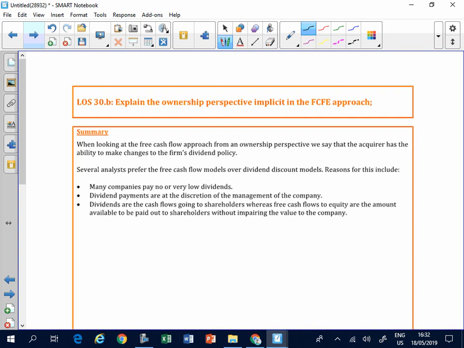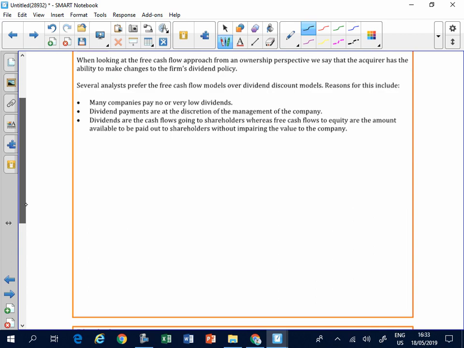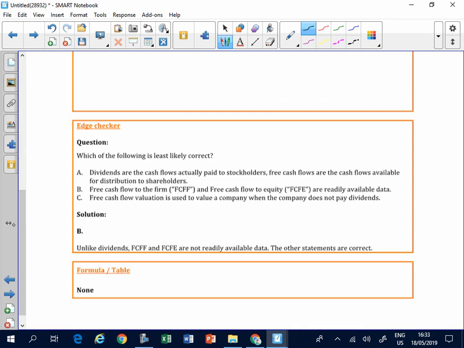So when looking at the free cash flow approach from an ownership perspective, we say that the acquirer has the ability to make changes to the firm's dividend policy. If you're the owner of the company, you can determine the cash flow from operating, investing, and financing activity, you can determine those policies. That's why when you use this type of valuation technique, it's more from a controlling shareholder perspective. Other reasons are that it might be a low dividend paying company. There's a variety of reasons. You guys can read through that.